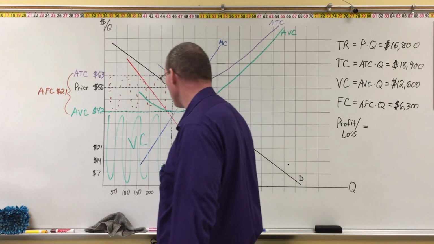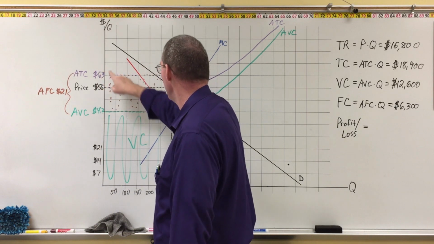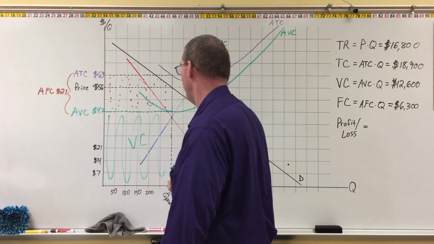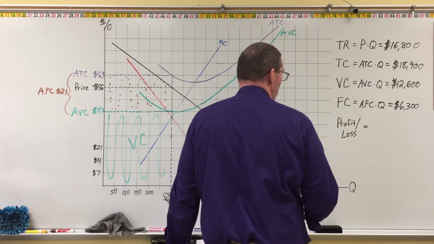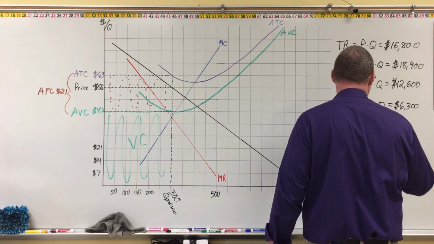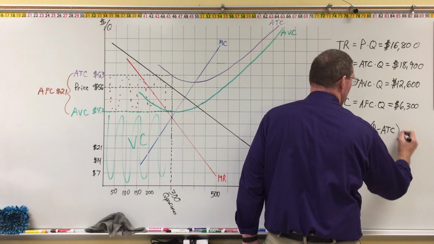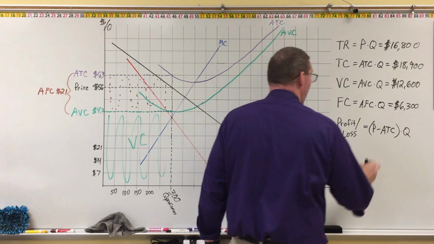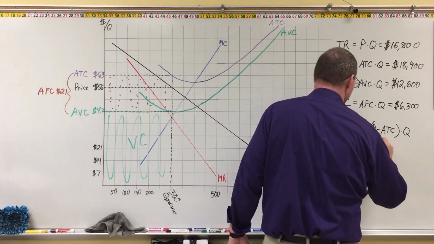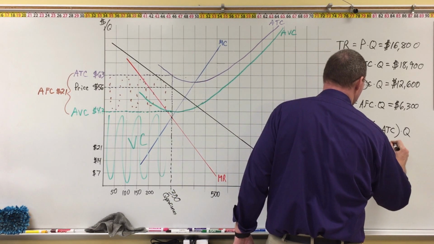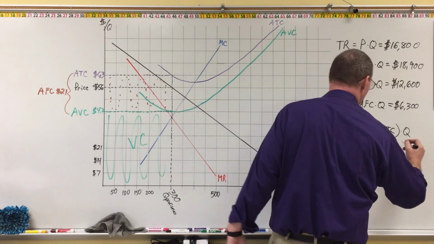Now also remember that the large rectangle, if we add variable cost plus fixed cost, gives us the total cost of the company. All right, and so now it's time to calculate the profit or the loss. Remember that this calculation is price minus average total cost, times quantity. In this case, the price is 56 and the average total cost is 63. So 56 minus 63 is -7. And that's going to be times the quantity, which is 300.